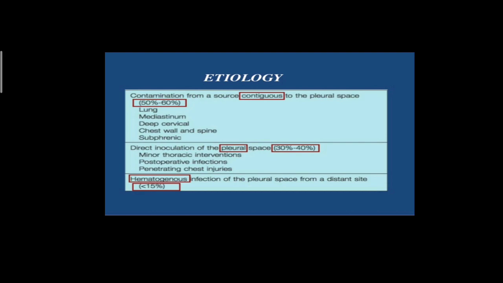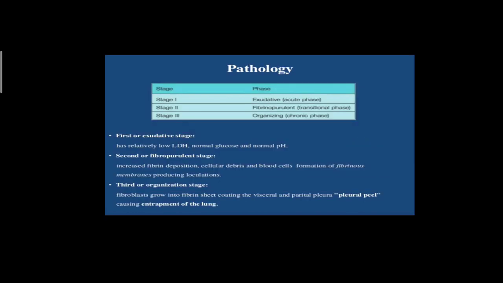Subphrenic: direct inoculation of the pleural space, 30 to 40%: minor thoracic interventions, postoperative infections, penetrating chest injuries. Hematogenous infection of the pleural space from a distant site is less than 15%. Pathology: there are three stages. Stage 1, exudative phase, which is called the acute phase; stage 2, fibrinopurulent phase, which is called the transitional phase; and stage 3, organizing phase, which is called the chronic phase.